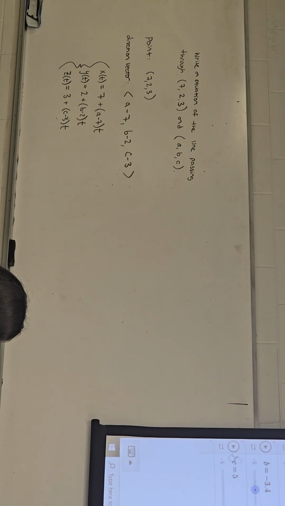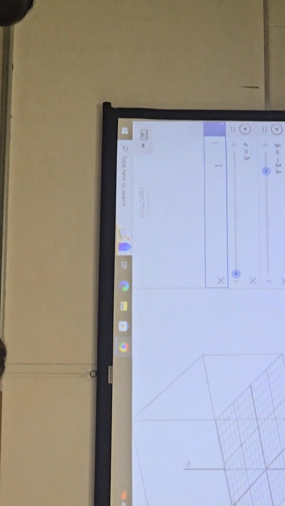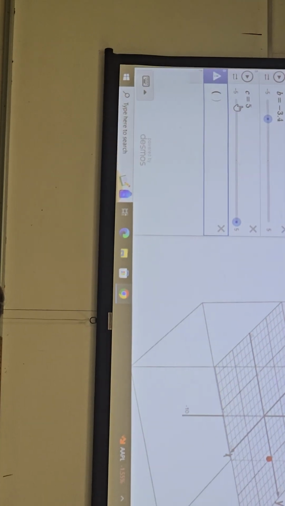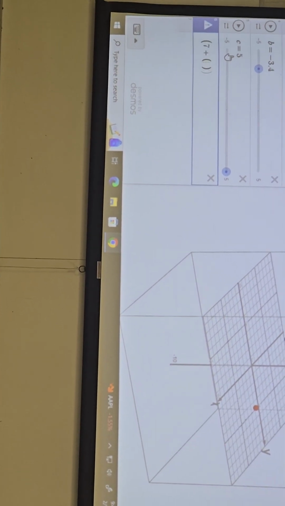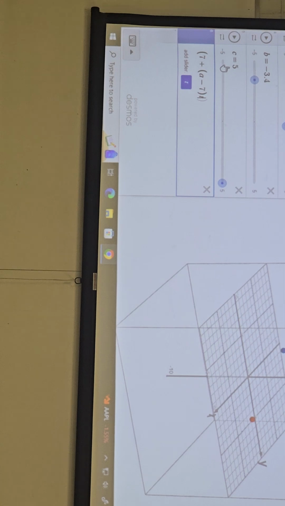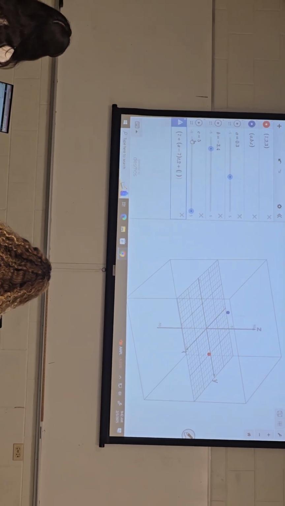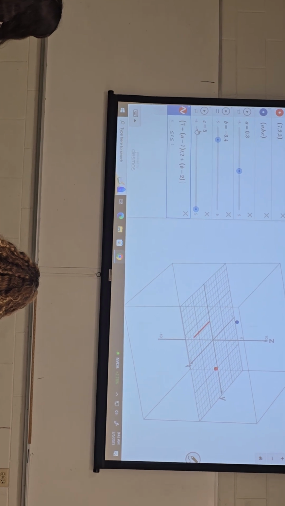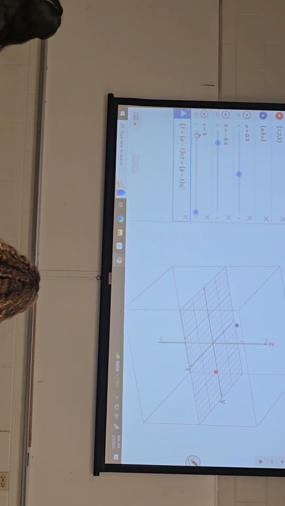So now I'm going to plot this in Desmos. Don't forget to plot parametric things in Desmos. You can write it as an ordered triple. You can say 7 plus A minus 7t, comma 2 plus B minus 2t, comma 3 plus C minus 3t.